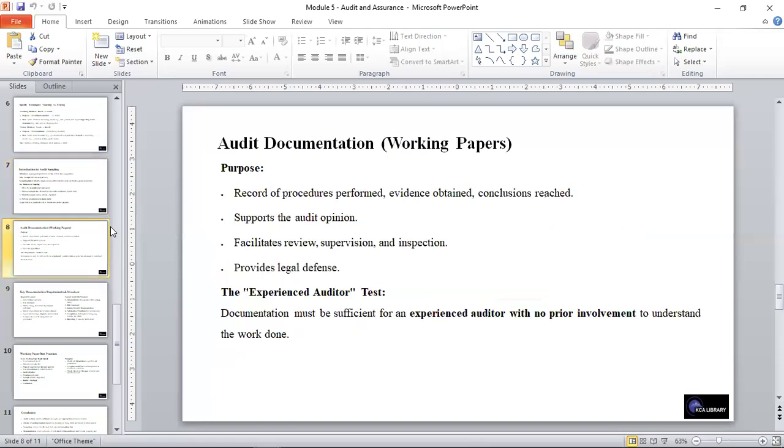We also have audit documentation, which is also known as working paper. The purpose of this is, one, recording of procedures performed, evidence obtained, and conclusions reached. Two, to support the audit opinion. Three, to facilitate review, supervision, and inspection. And lastly, to provide a legal defense. The experienced auditor test says documentation must be sufficient for an experienced auditor with no prior involvement to understand the work done.